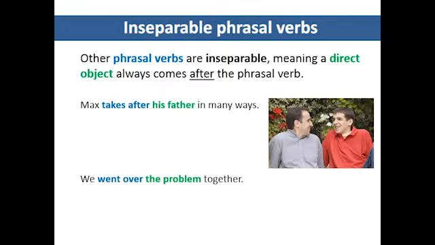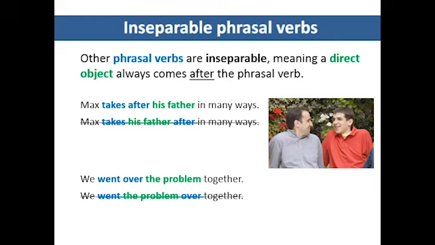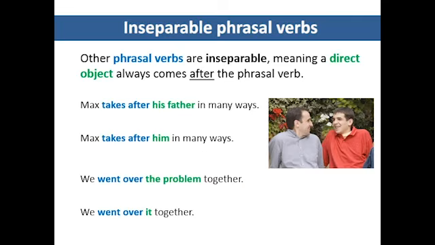Inseparable phrasal verbs. Other phrasal verbs are inseparable. This means a direct object always comes after the phrasal verb. In other words, with inseparable phrasal verbs, we cannot put the object between the verb and the particle. The same is true when we use pronouns as direct objects. Direct objects like him and it must still come after the particle when a phrasal verb is not separable.